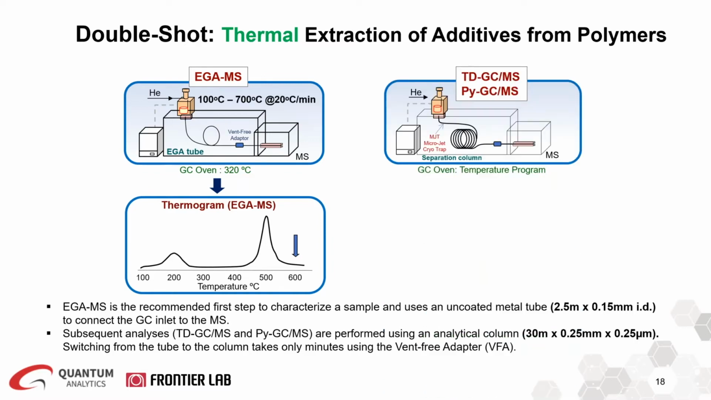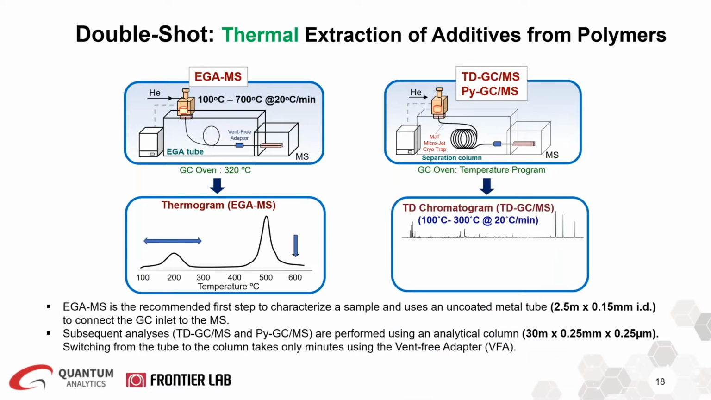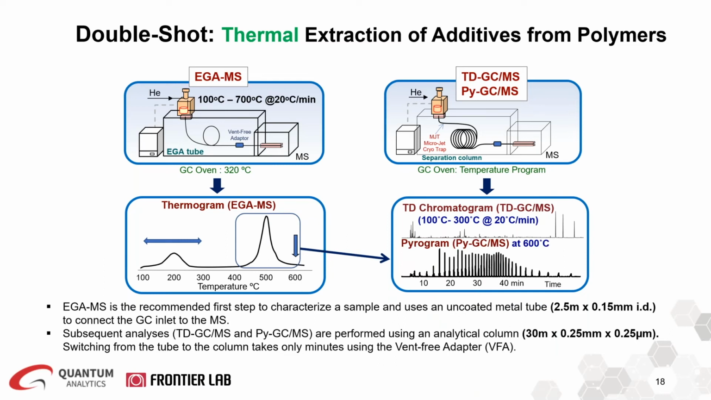To further analyze the peaks from the EGA, the tube is then switched to a separation column using the vent-free GCMS adapter. Then the furnace is programmed from 100 to 300 C, 20 degrees per minute, to obtain the thermal desorption GCMS chromatogram that corresponds to any residual solvents, monomers, additives, volatiles, and lighter compounds. And then the second shot is the flash pyrolysis, where the furnace is programmed at 600 C based on your EGA thermogram to analyze the heavier and polymeric compounds from the obtained pyrogram.